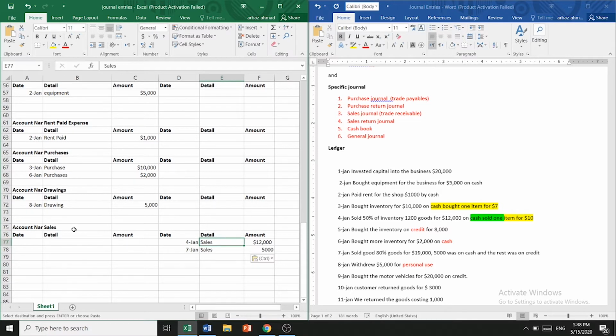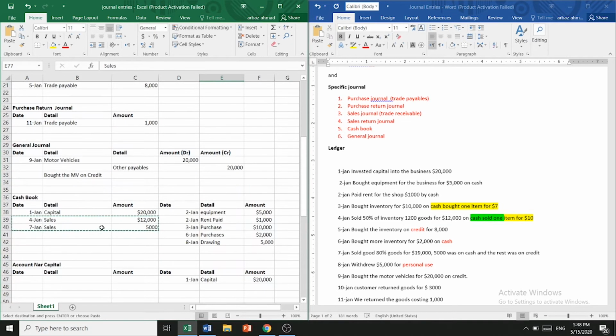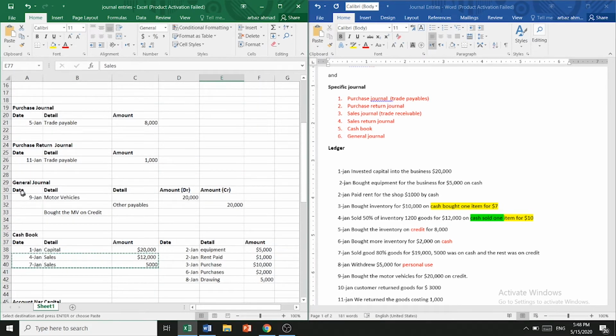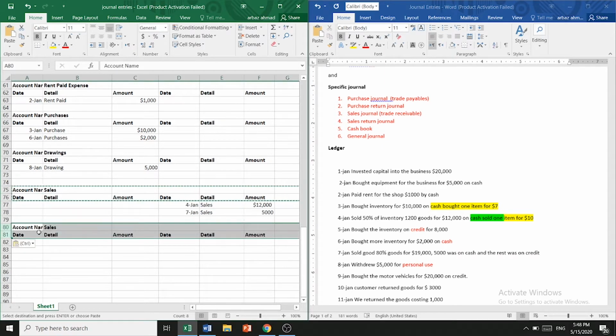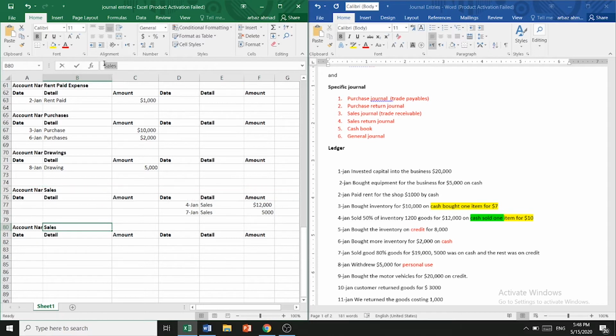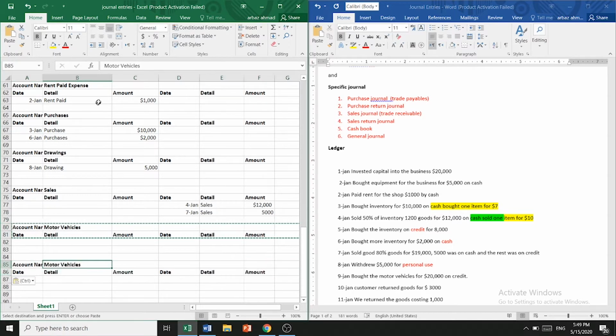Okay, so moving to the journal, we bought the motor vehicles on credit, so we are going to post it into another account. I'm going to copy this again, paste it and change the name of the account, and it will be motor vehicles. And I need to have another account, which will be other payables.